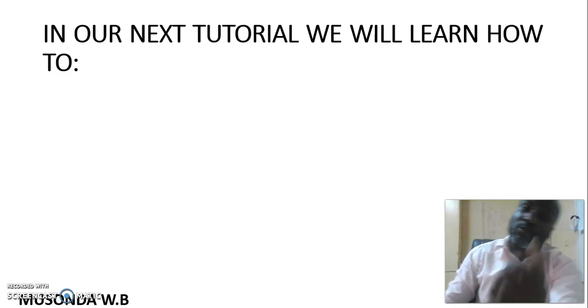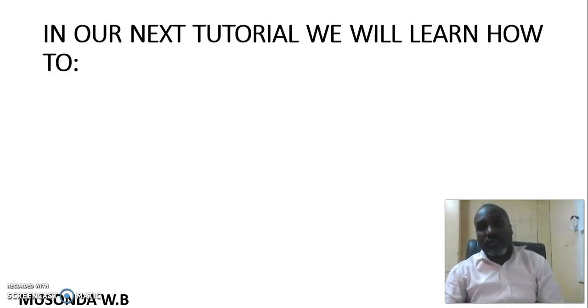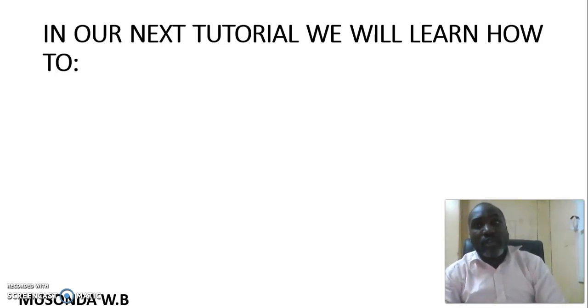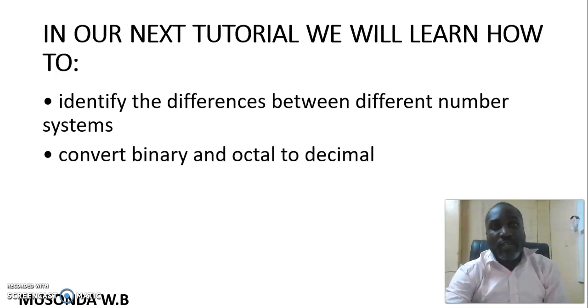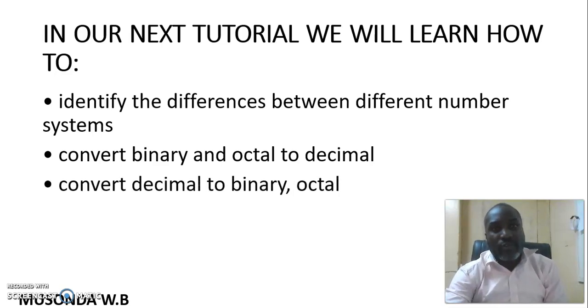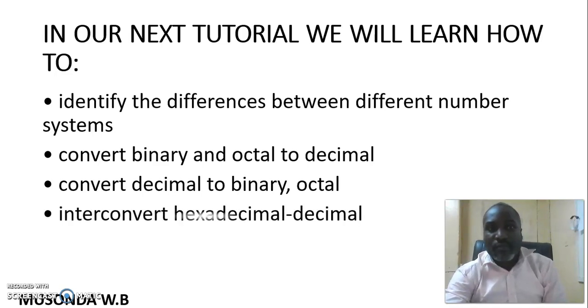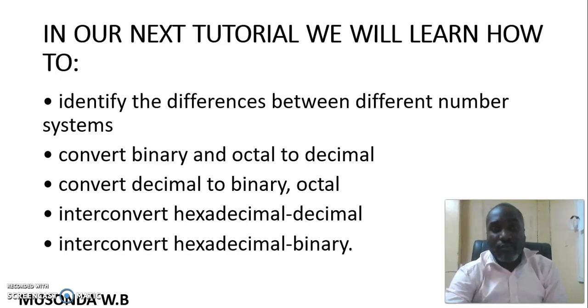Now, this brings us to the end of this tutorial, the second part of our number system tutorial, computer mathematics. In our next tutorial, we will learn how to identify the differences between the number systems, and then we'll also learn how to convert binary and octal number systems to decimal. We will learn also how to convert a decimal number system to a binary and an octal number system. Then we'll also learn how to interconvert hexadecimal to decimal, and also how to interconvert hexadecimal to binary. Thank you so much for watching the video.